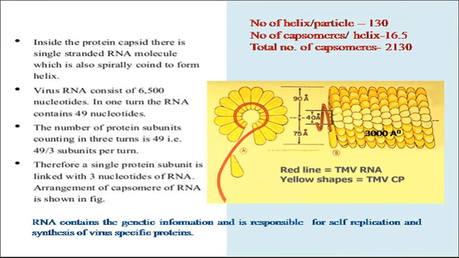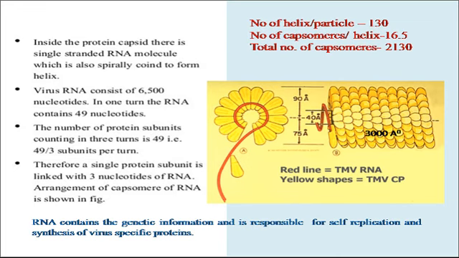Inside this capsid, there is the genetic material, single stranded RNA, which consists of 6500 nucleotides, and each turn of the RNA contains 49 nucleotides. Each capsomere is linked with 3 nucleotides of RNA, which are also spirally coiled and form a helix.